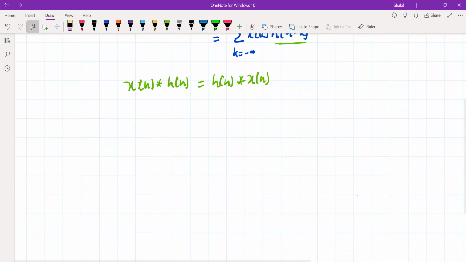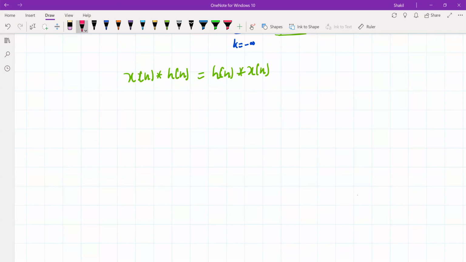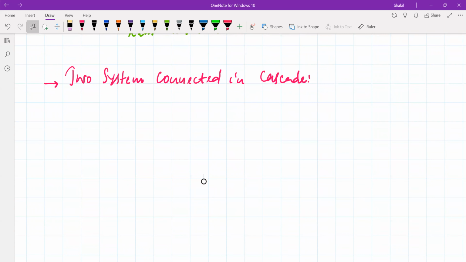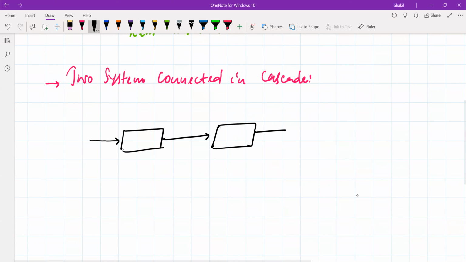All right. Now the second property that we shall learn is actually called the distributive property, but we learn it from the system point of view. If two systems are connected in cascade, what is the response of that system? How can we write the response of that system? If we say these are our two systems, this is the meaning of connection in cascade.